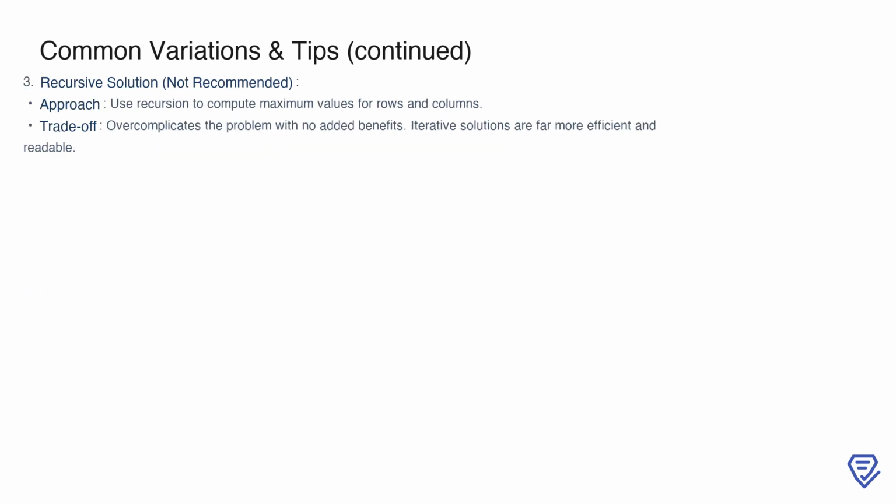While exploring solutions, you may come across the idea of using recursion to compute maximum values for rows and columns. However, this approach is not recommended. Recursion overcomplicates an otherwise straightforward problem and offers no performance benefits. Iterative solutions are not only more efficient but also much more readable, making them the better choice for this problem. Keeping your approach simple and clear will help you avoid unnecessary complexity and ensure optimal performance.